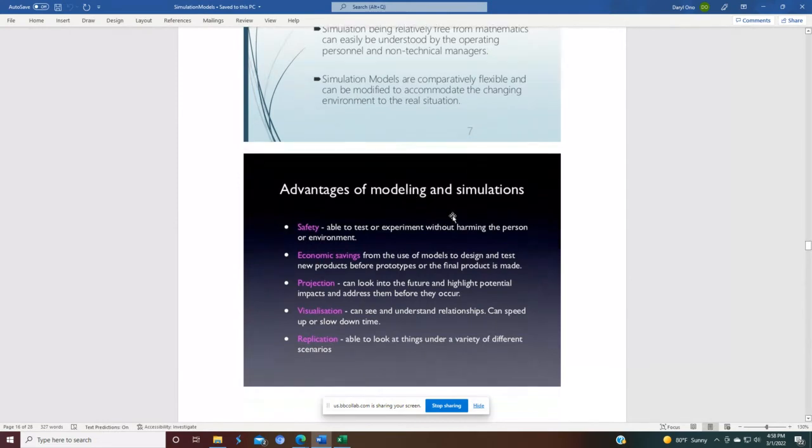Other advantages of modeling in situations: safety. Okay, you're not going to hurt people or the environment. Economic savings, projections, the predictive nature of simulations, visualizations. You can see that a well-constructed simulation will help you see the results. And replication, you can go out there and do many, many different scenarios.